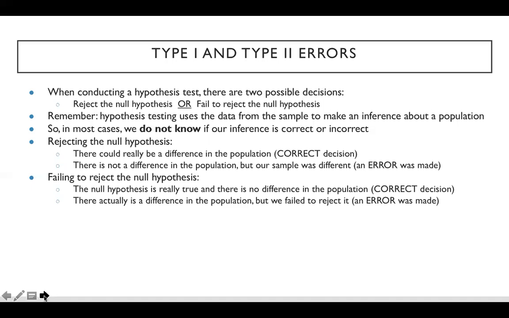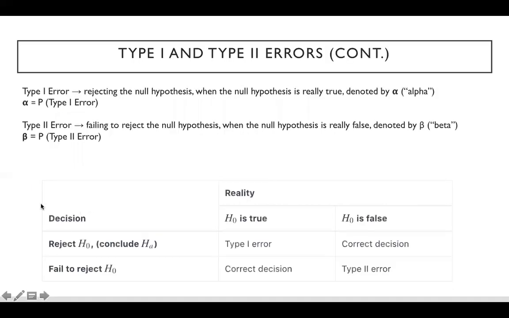So this is where type 1 and type 2 errors come into play. Rejecting the null hypothesis when the null hypothesis is really true is a type 1 error. This is denoted by alpha, and alpha is just the probability of a type 1 error. A type 2 error is when you fail to reject the null hypothesis when the null hypothesis is really false. This is denoted by beta, and beta is just the probability of a type 2 error.